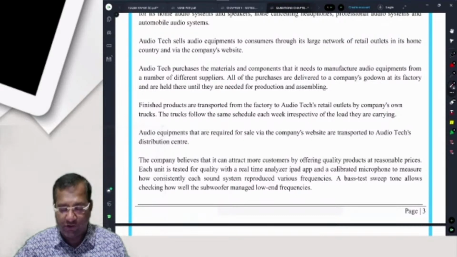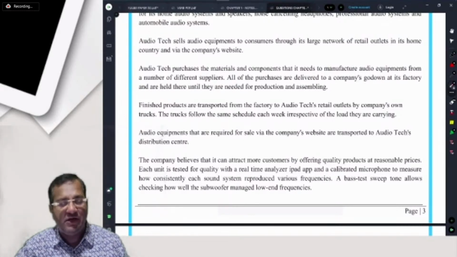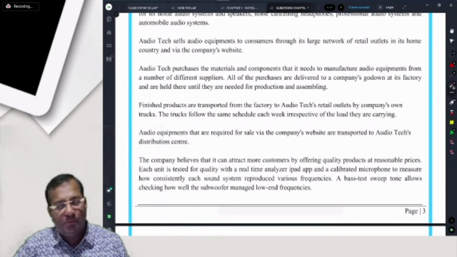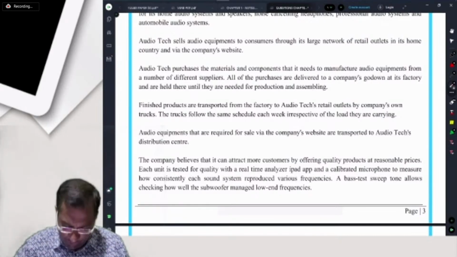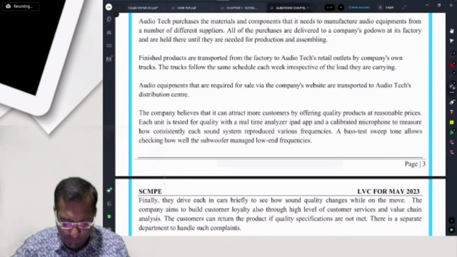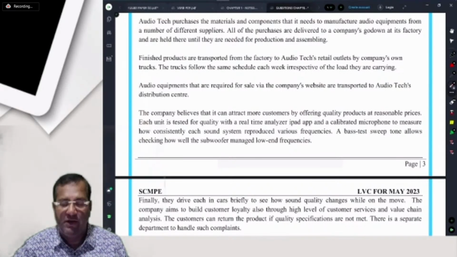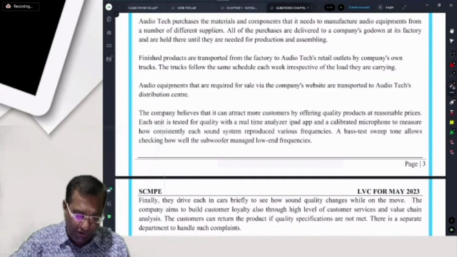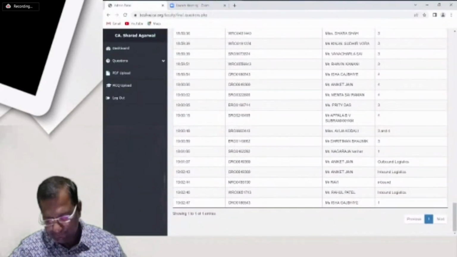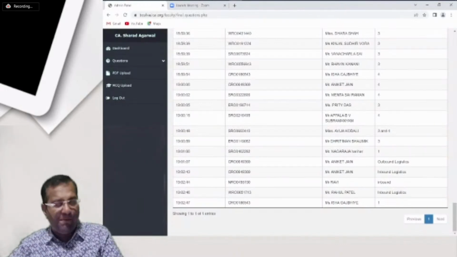It's inbound logistics: receiving, storing, and distributing the material and components to the production department whenever they require. Okay, beta. Now, tell me the next para. Finished goods are transported from the factory to Audio Tech retail outlets by the company's own trucks. The trucks follow the same schedule each week, irrespective of the load they are carrying. Which activity does this para belong to? 1, 2, 3, 4, 5. It's very simple, beta. It's very simple.